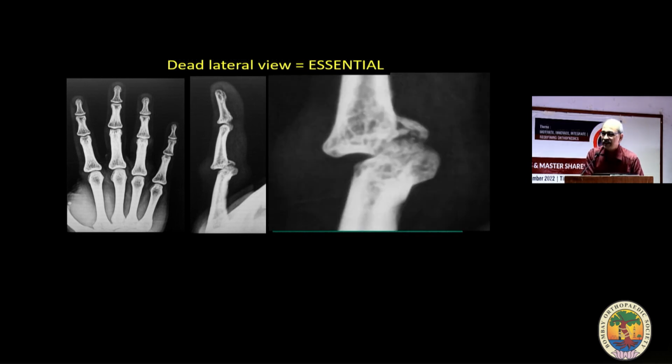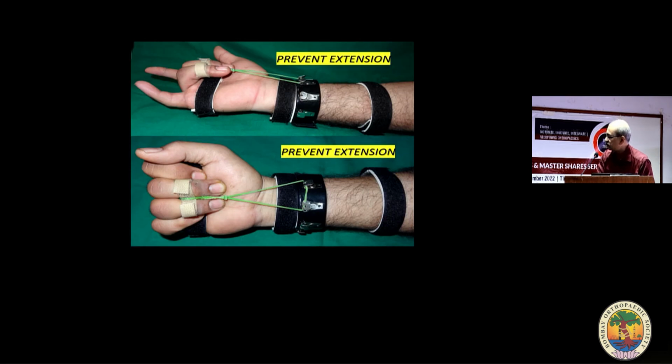So again, in a lateral view, if you are convinced that this concavity is good, this is a good prognosis with closed reduction. So in this case, I have used a slightly stronger rubber band, a stronger splint, to ensure that the patient keeps it in flexion.